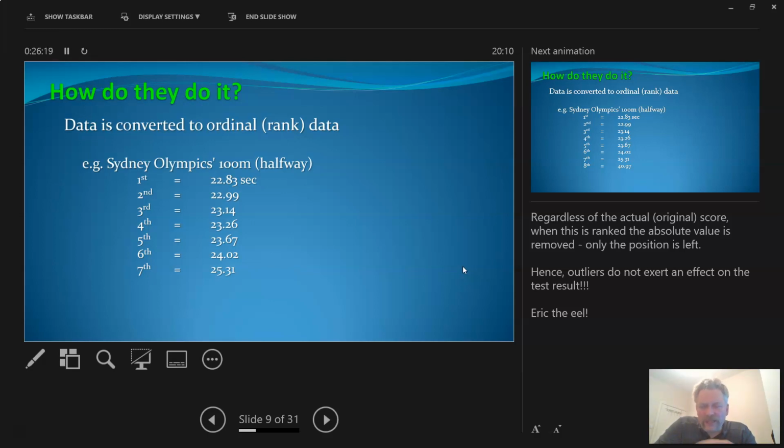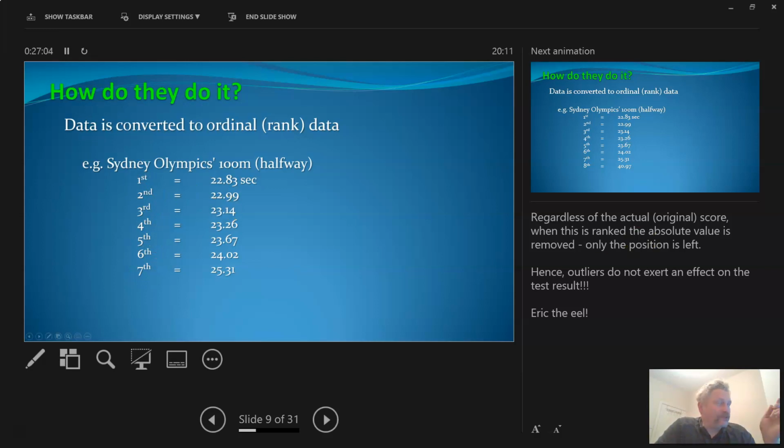And I've got scores over here showing the times of the 8 swimmers that took part in one of the heats. And you can see, whoever came in first had 22.83 seconds. Just behind him was someone at 22.99, 23.14, and so on. So all we do is simply rank these according to their order. This is the raw score that we would have obtained, and we just rank them in ascending order so we know what position they came in. So we've converted the raw score to an ordinal rank.